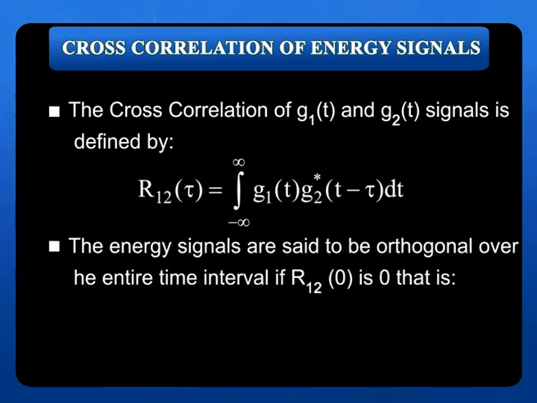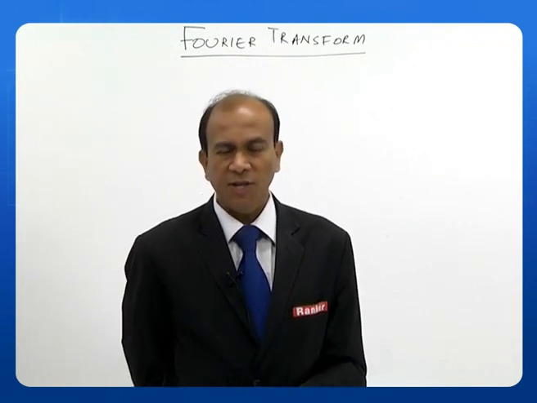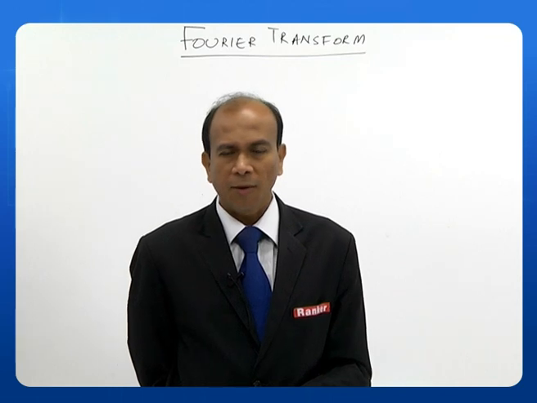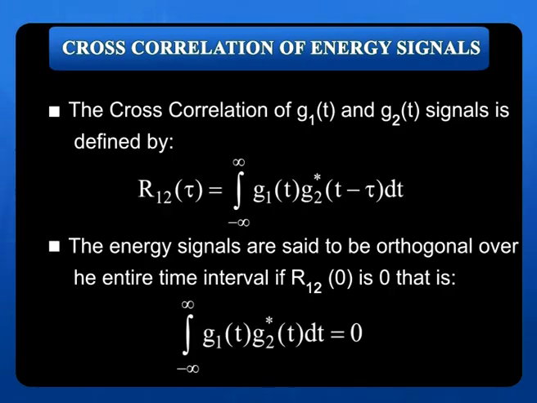Now, two energy signals are said to be orthogonal over the entire time interval if R12 of 0 is 0. That is, if the cross correlation function is 0 at tau equal to 0, then they are said to be orthogonal. That means the integral from minus infinity to plus infinity of g1 of t g2 star of t dt is equal to 0.